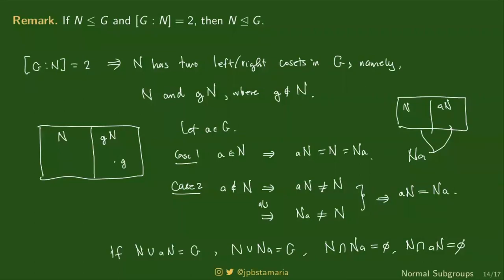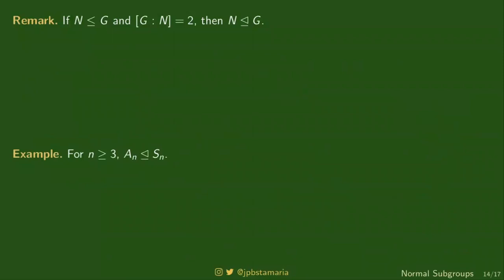A4 sa S4. Correct. Kalahati yun. In general, AN. Di ba? Kahit na ano yung AN, yung mga even permutations, do you remember them? They form a subgroup which is exactly half of the group S sub N. In general, ang A sub N is a normal subgroup of S sub N. Okay?